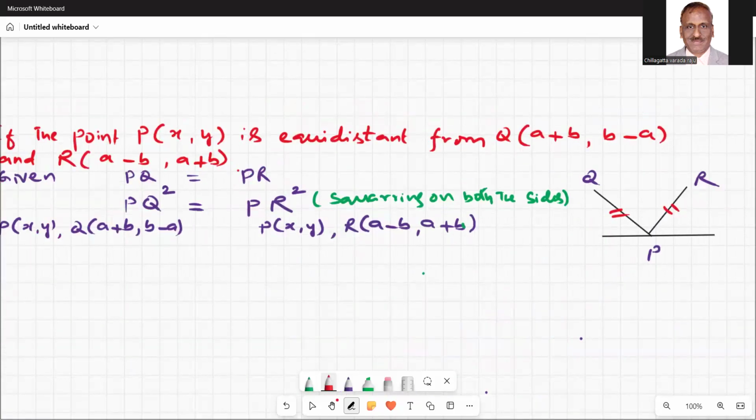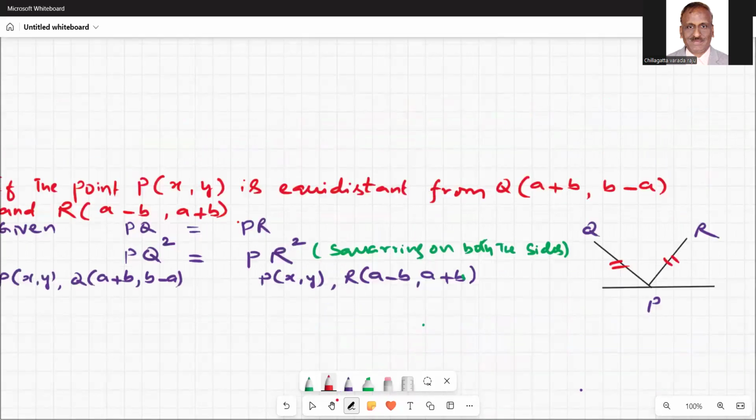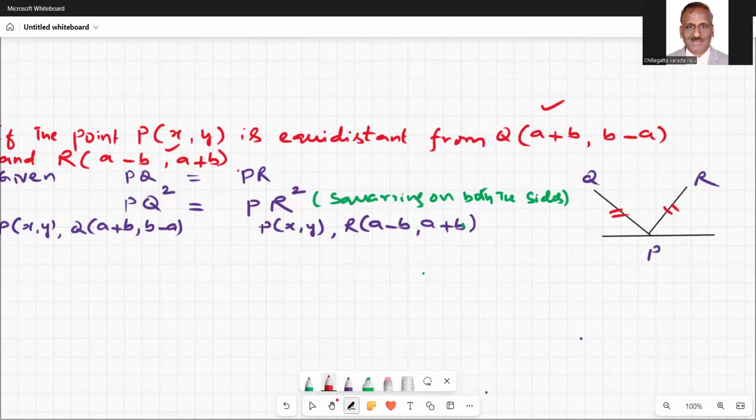If the point XY is equidistant from the points Q and R, they have given you Q is (a plus b, a minus b) and R is (a minus b, a plus b), and show that what you are supposed to show after doing this. What is being asked in the question? P is the point equidistant from the 2 points.